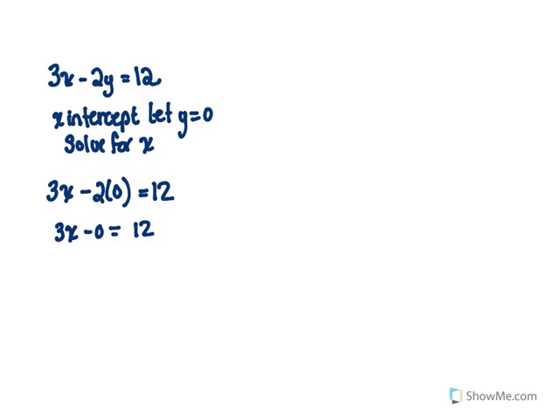So that just goes away. And I get 3x equals 12, and I divide by 3. So x is equal to 4. So the x-intercept of this line is the point (4, 0). Now I want to make sure you understand that it's not 4, it's the point (4, 0).